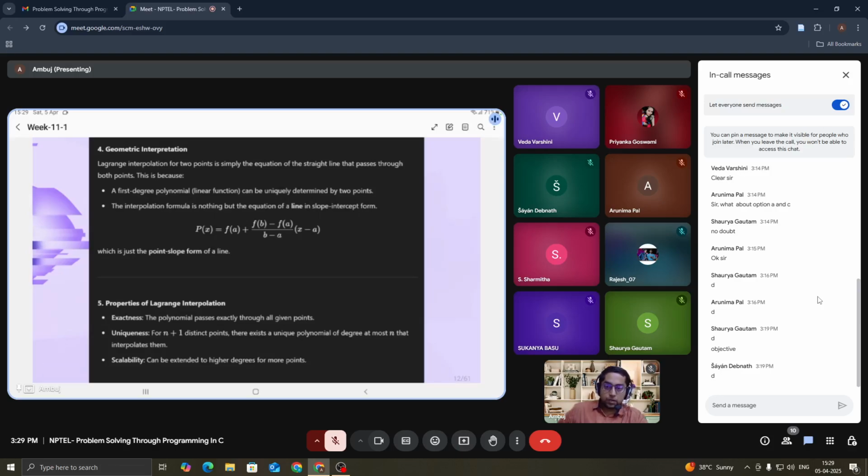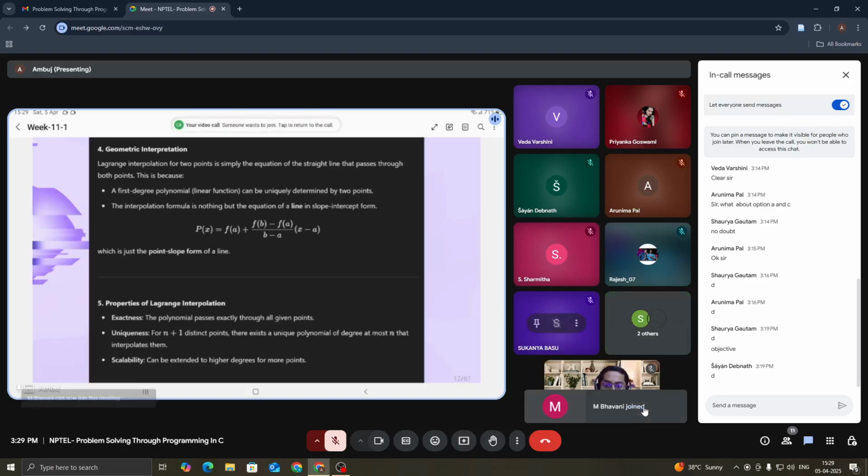Properties are given here. Exactness: the polynomial exactly passes through all the points, as you can see in the previous expression. Uniqueness: for n plus 1 distinct points, there exists a unique polynomial of degree at most n which interpolates them. Scalability: it can be extended to higher degrees or more points. This is the entire thing regarding the Lagrange polynomial.